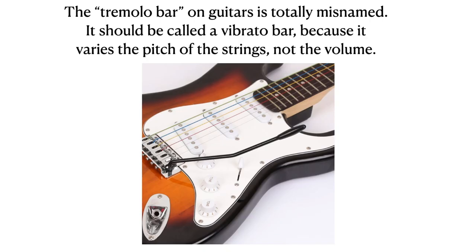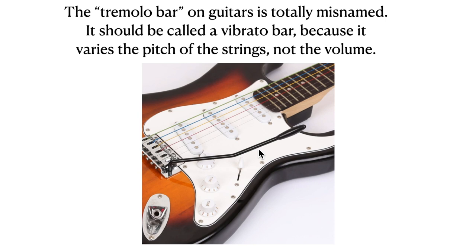Now, unfortunately, several decades ago, guitar makers put this bar on our guitars. I had one. And when I pressed on it, it would change the strings. It would lower or raise the strings. Unfortunately, they called it a tremolo bar. And that was a totally misnamed apparatus. It did not change the volume, which is what tremolo does. It changed the pitch. So they should have called this a vibrato bar.